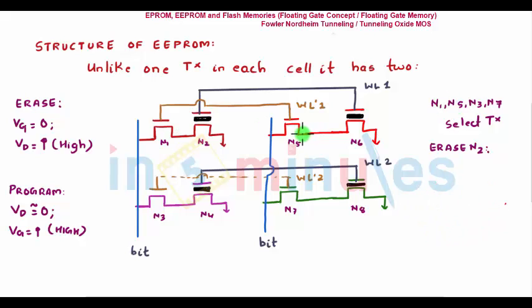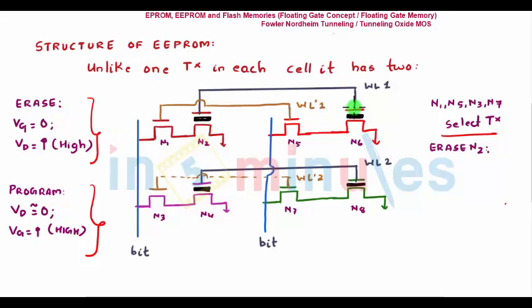As I said, N1, N5, N3, N7 are all select transistors. We have also seen for arrays what is the process of programming, what is the process of giving the voltages. And we saw that, unlike one transistor, each cell has 2 transistors. So this is the connection. This is a column, right? So all this will be connected to bit. Again, this is a column, so all this will be connected to bit. This is a row.